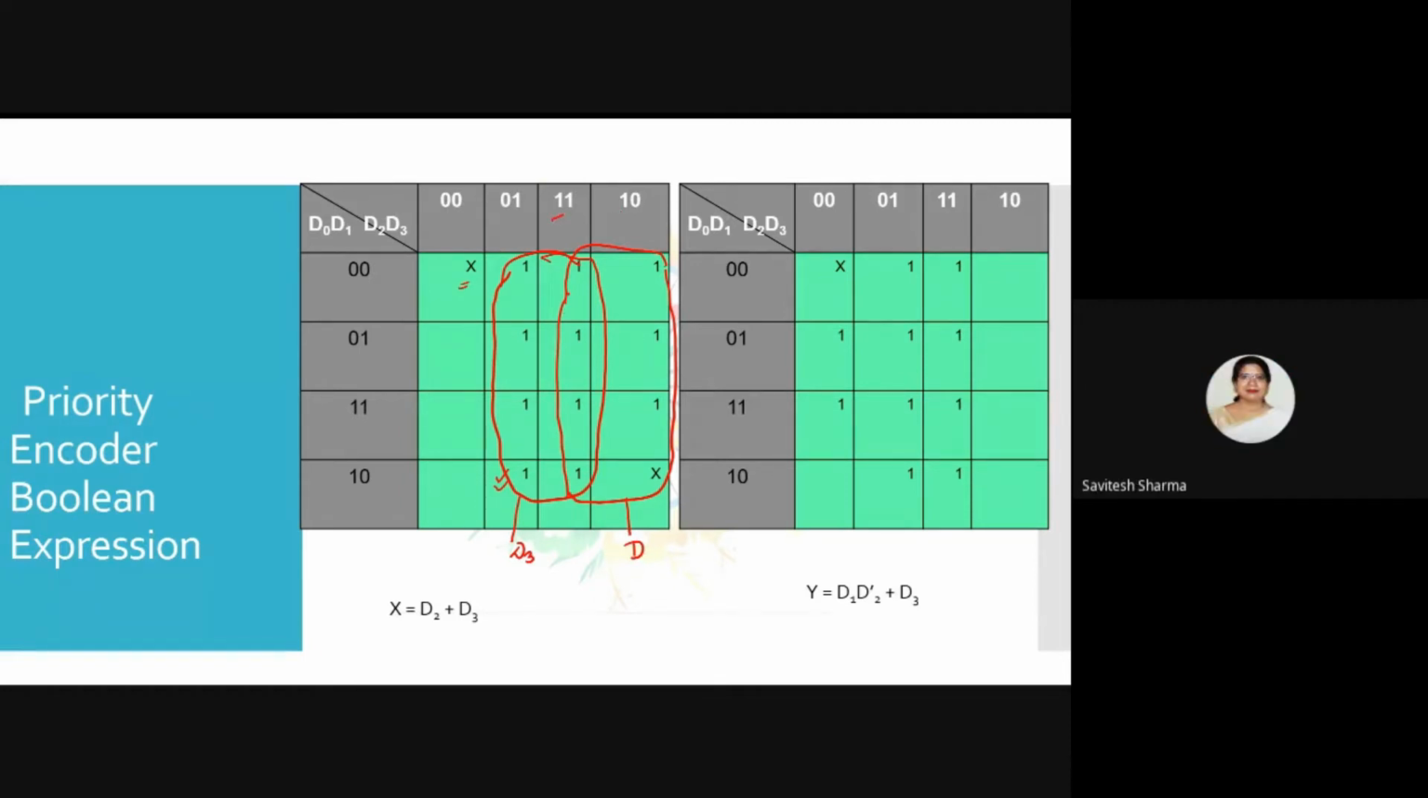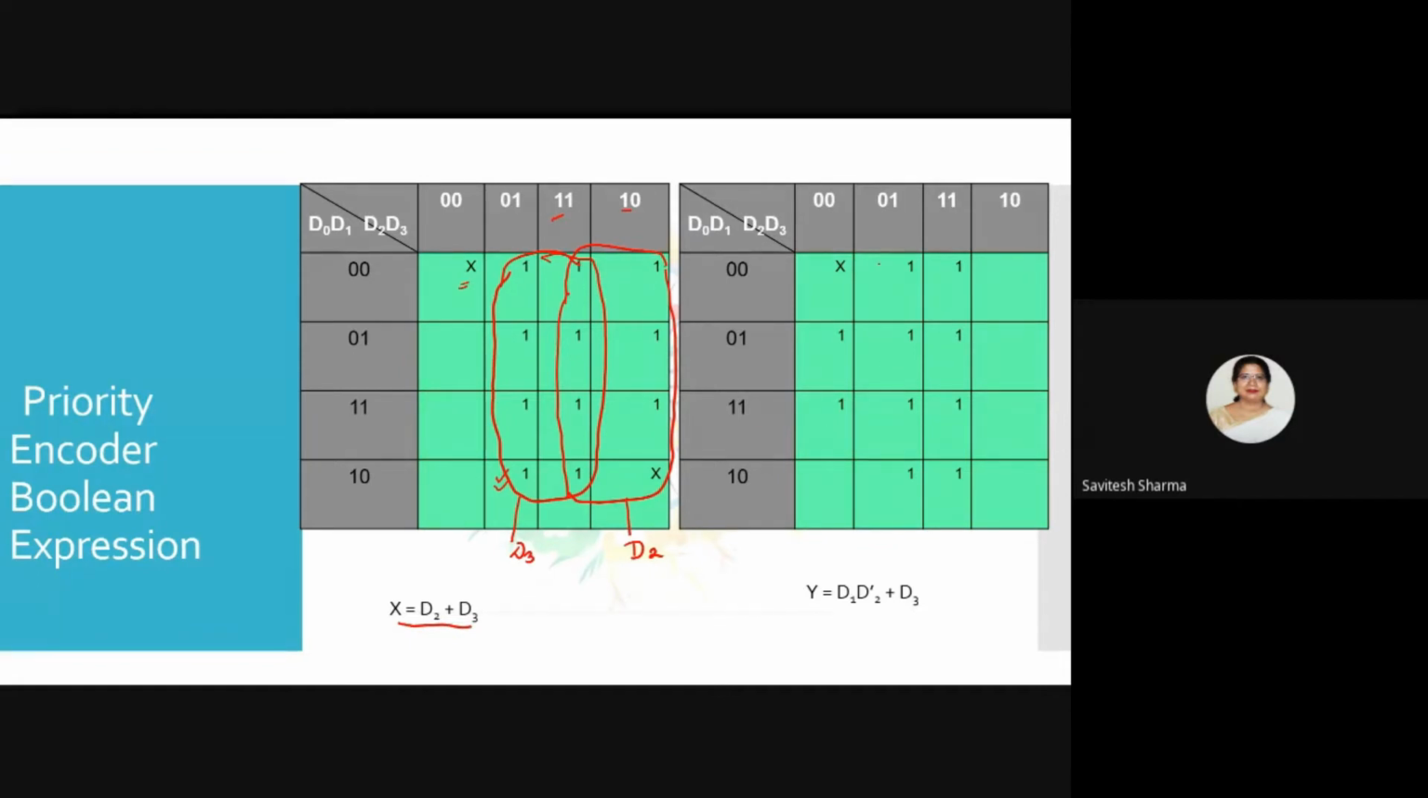Here D0 and D1 are changing, so only D2 will be there. So for this octet, D2, and here you see 0 and 1. D2 is changing, D3 is same. That's why I am writing D3. So for X, the expression is D2 plus D3.